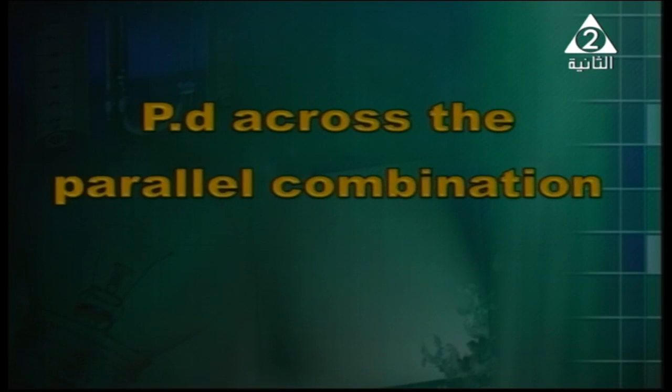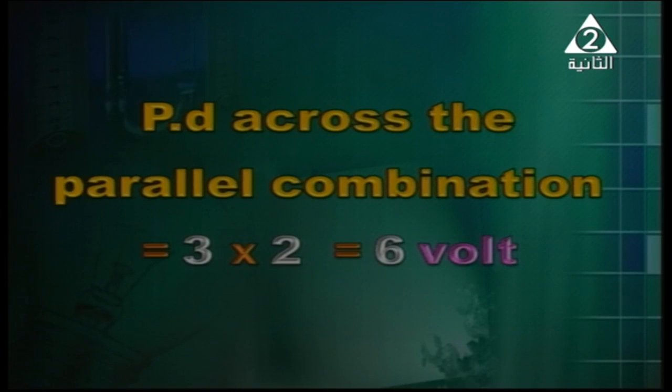So the potential difference across the parallel combination equals the current entering, which is 3, times the value of the ohmic resistance of this combination, which is 2. So the voltage is equal to 6 volts.